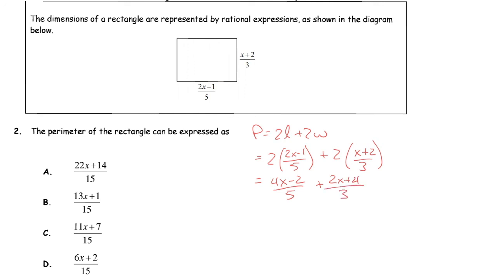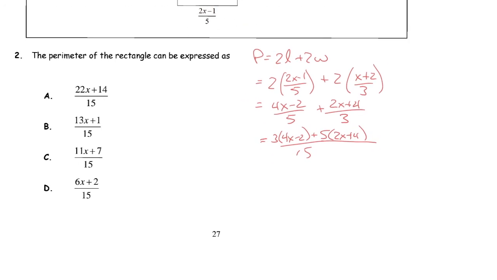And now to get the same denominator, which in this case is going to be 15, I've got to multiply that first expression through by 3. Oops. Sorry, I said 3 and then I wrote it. Okay, hold on, I'll do that again. So minus 2, and this will be plus 5 multiplied by 2x plus 4. So this is going to become, all over 15, 12x minus 6 plus 10x plus 20.